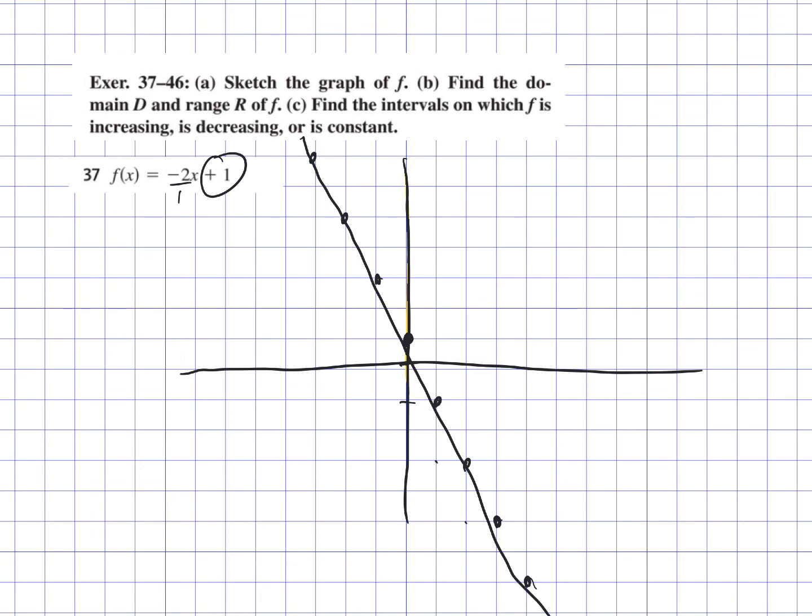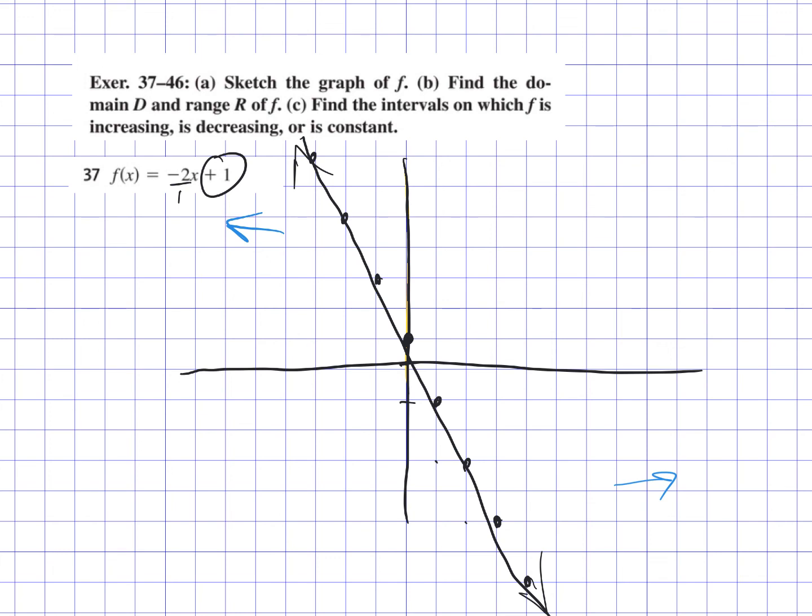Now, part B, find the domain and range. Okay, so this is increasing going up and decreasing going down, but it is also going to the left and to the right forever. There are no holes here. There's nothing in the denominator or square roots.